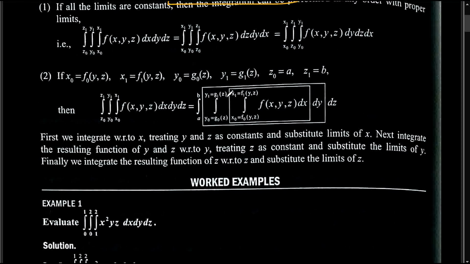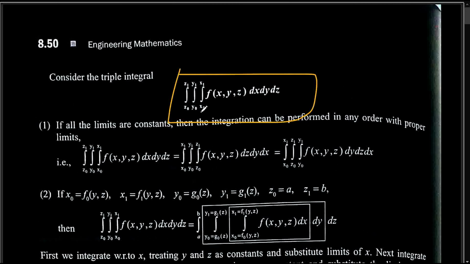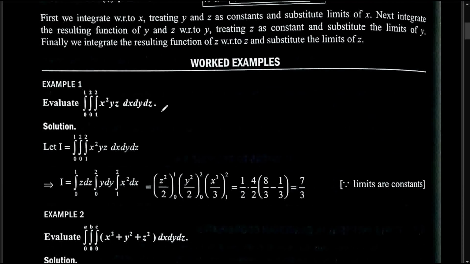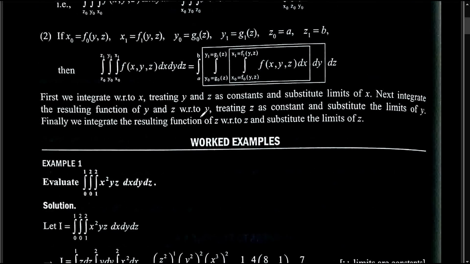So first we have to do the inner integration. First we have to do this part alone, and then this part, and then this part. So this is the procedure, simple procedure. First you have to do the inner part, and then the second part, and then the third part, which is outer. So let's quickly look at the examples.